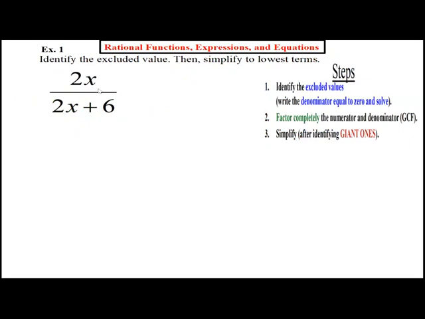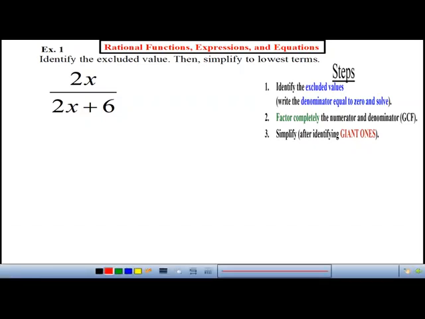Example 1. Example 1 reads, identify the excluded values, then simplify to lowest terms. The rational expression given is 2x over 2x plus 6. And I left the steps on the right side just so that we can have them as reference. Copy that, please, and I'll go over the steps. 20 seconds. Okay. Once again, example 1 says identify the excluded value, then simplify to lowest terms.